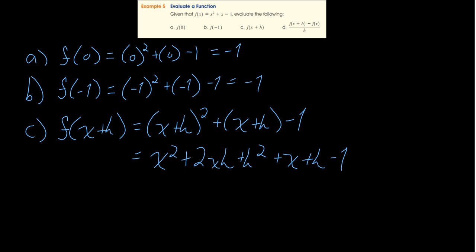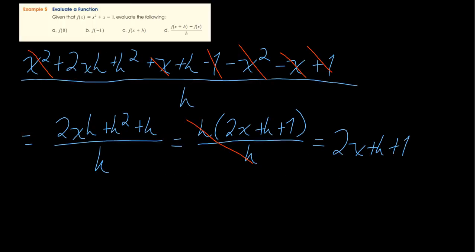Well, looking at D, it's saying f of x plus h. Well, I already did it. It was here, okay? And so that's where this mess comes in. So it was f of x plus h minus f of x, which was this. This is f of x. And then I just did my arithmetic that I am abundantly used to now. That's fine. And I end up getting 2x plus h.